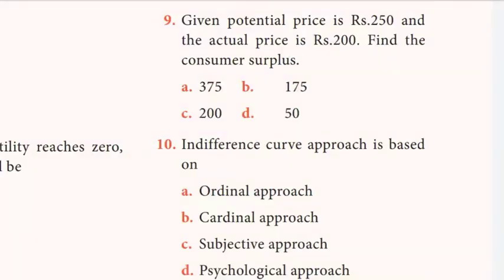Question number 9. Given the potential price is rupees 250 and the actual price is rupees 200, find the consumer surplus. It is 50, that is 250 minus 200. The formula for consumer surplus is equal to potential price minus actual price. Question number 10. Indifference curve approach is based on the ordinal approach.